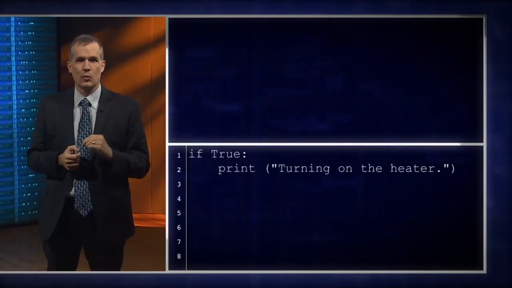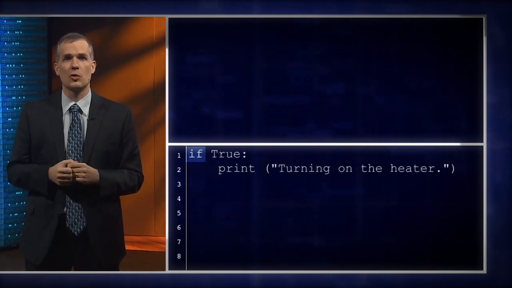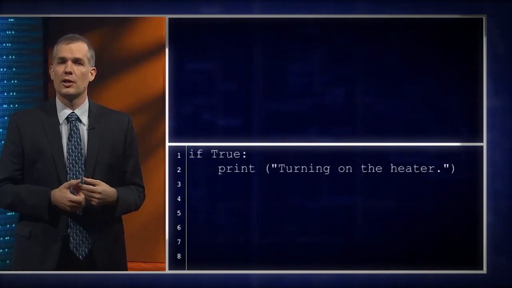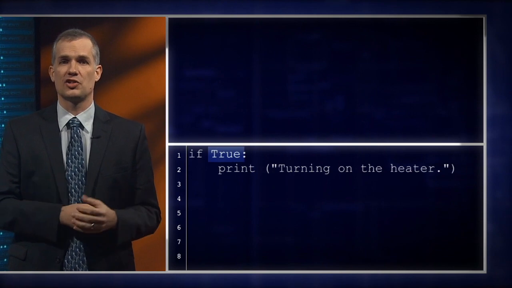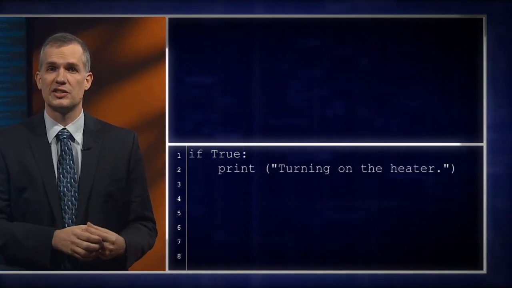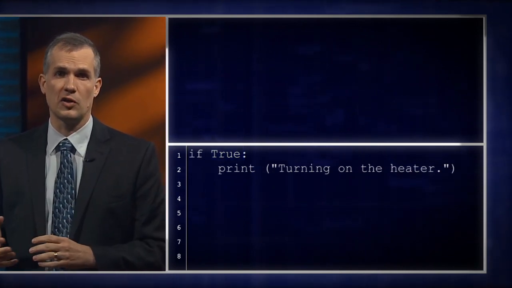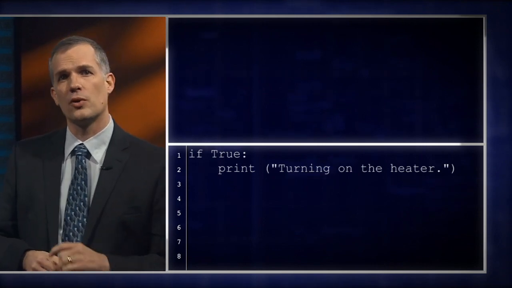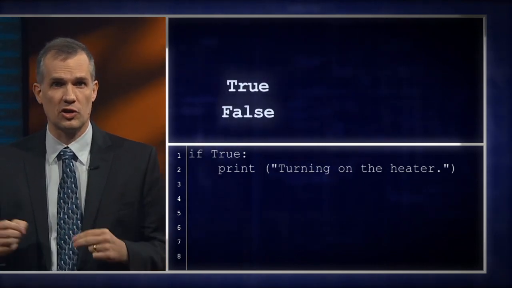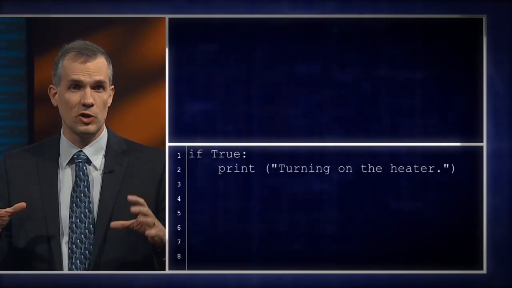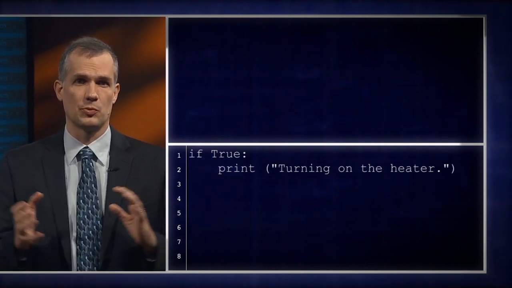Let's start with this short piece of code using a conditional statement, the if statement. We start the statement with the word if, and this tells us that we'll be having a condition. Right after the if, we have the condition itself. The condition is something that's either true or false. For right now, we're going to use the words true and false for our conditions, but in a few minutes, we'll talk about how to make them much more general.